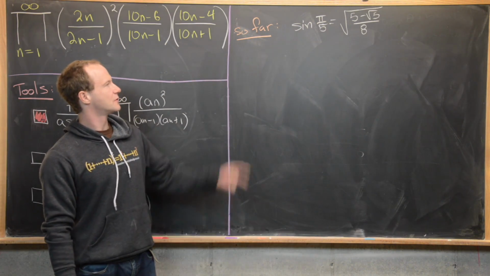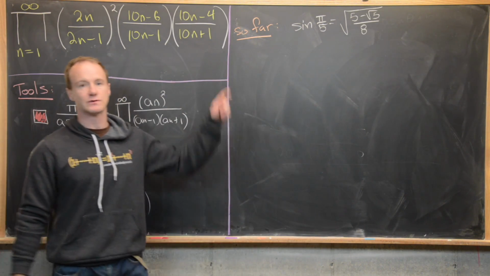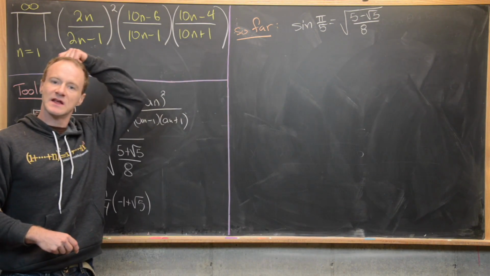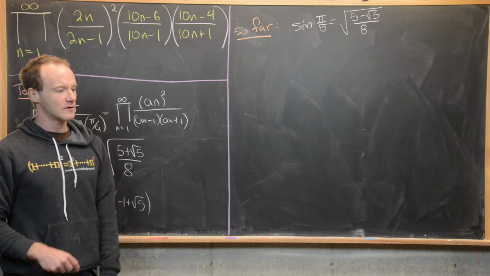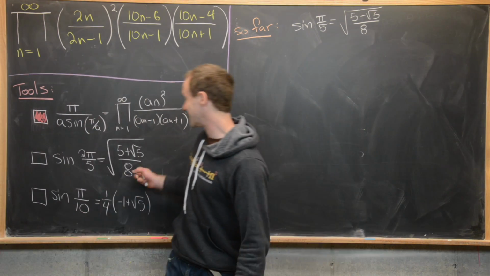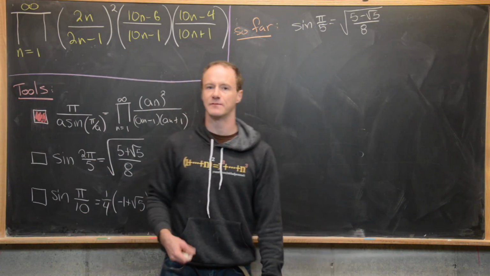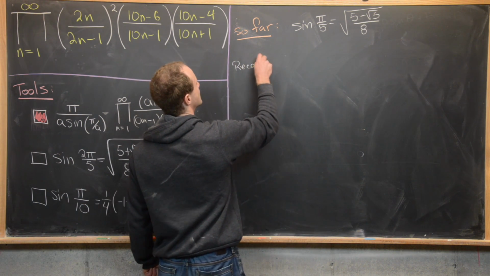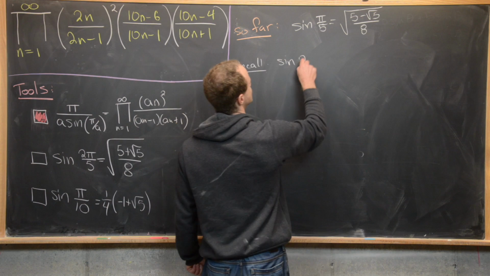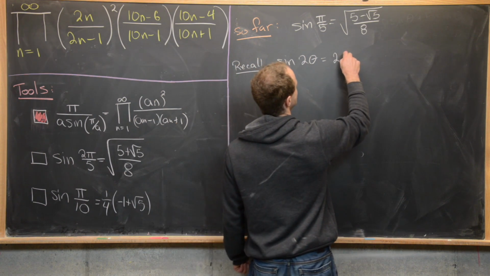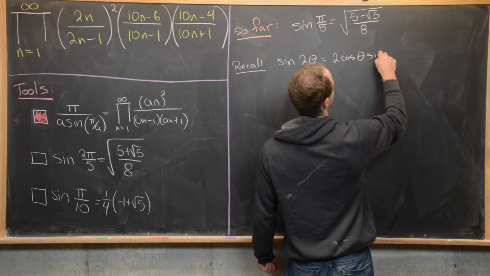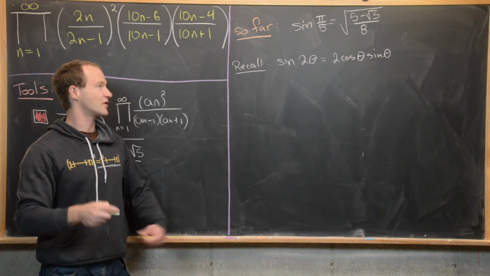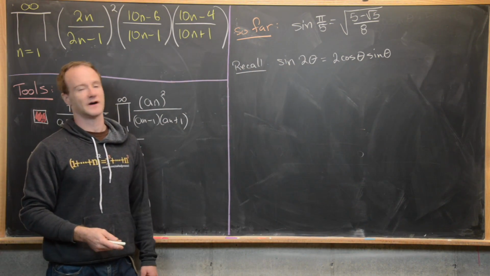So we just got done proving that the sine of pi over 5 was equal to the square root of 5 minus the square root of 5 over 8. Now we want to employ the half angle formula and the double angle formula to get the sine of 2 pi over 5 and the sine of pi over 10. So let's recall really quick that sine of 2 theta is equal to 2 times cos theta times sine theta. So we're going to want to use this formula together with theta equals pi over 5.